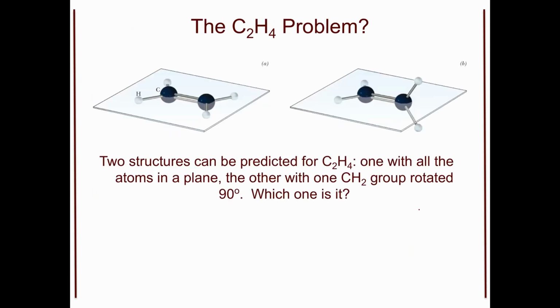So one of the important things that needs to be discussed is the fundamental problem about our ideas of our binding modes and our orbitals. So let's look at C2H4. I've drawn two structures that can be predicted for C2H4, one with the atoms all in a plane, and the other in which the CH2 group has been rotated 90 degrees. We now need to figure out which one is going to be best.